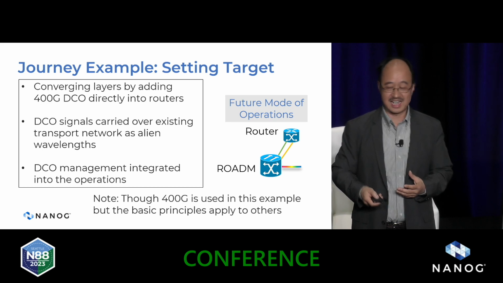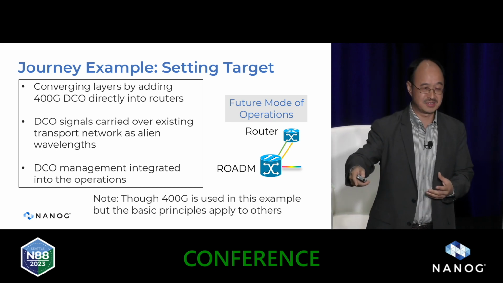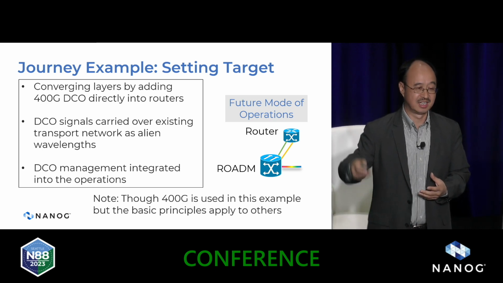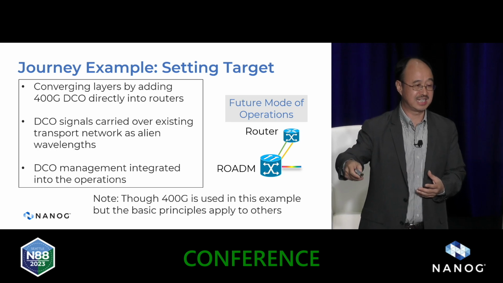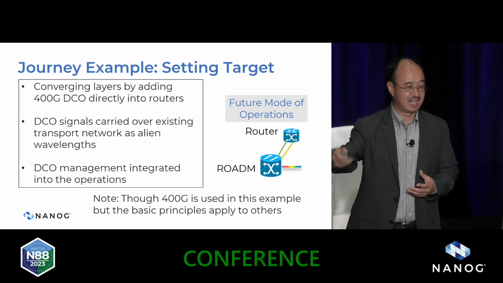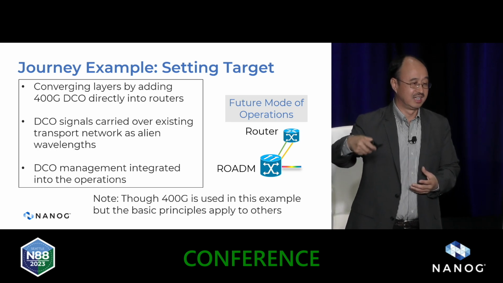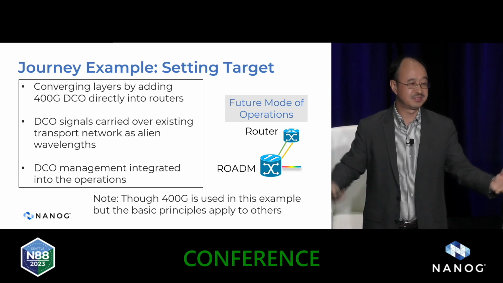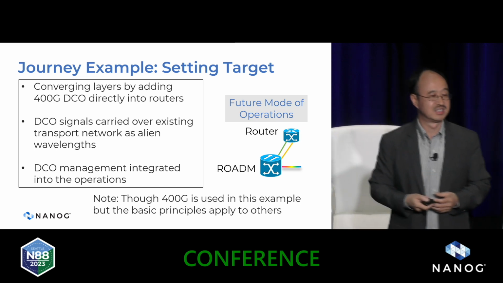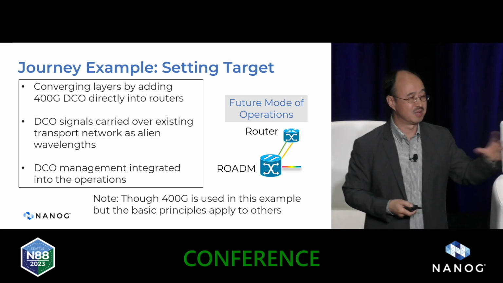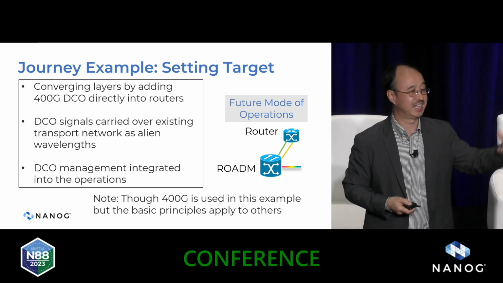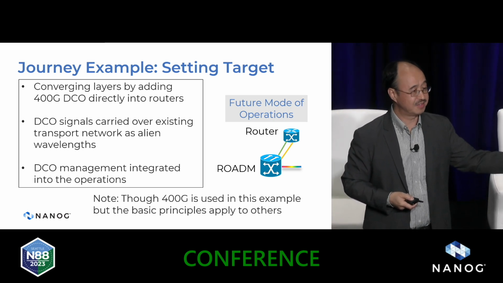The target is that the transponders are out of the network. They are replaced by the DCOs inside the routers. Routers are connected directly, not through transponders, but through color wavelengths directly to DWDM. You remove a big chunk of that infrastructure out of your network.